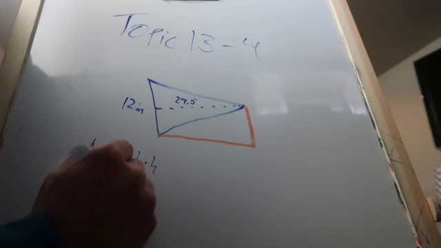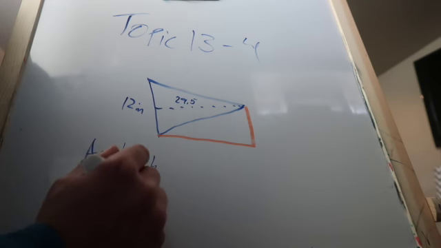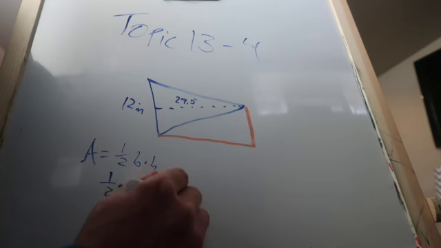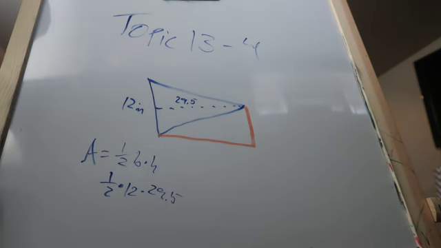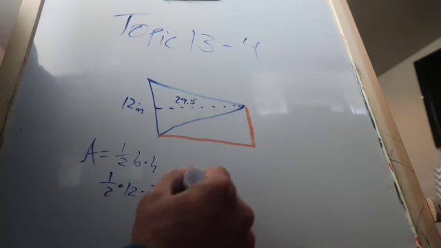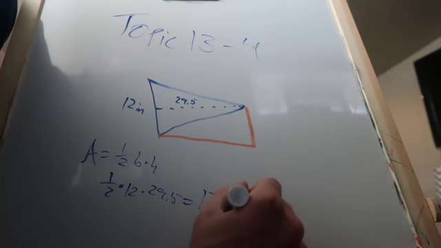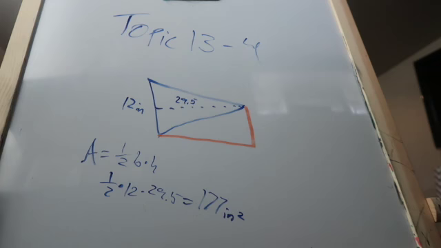So 1/2 times 12 times 29.5, and we should get 177 inches squared. So that is how much cloth they will need to make a pennant. Okay, so that's part 1, section 2.